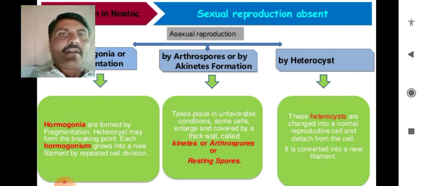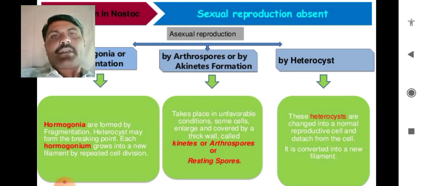Now we'll focus on each one. Number one, that is hormogonia. How are these hormogonia formed? Generally, they are formed by fragmentation. Heterocysts break to form the hormogonia. Each hormogonium grows into a new filament by repeated cell division.